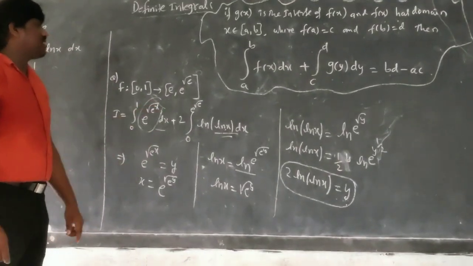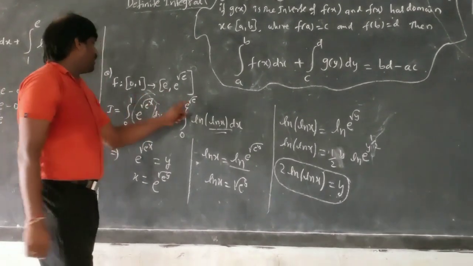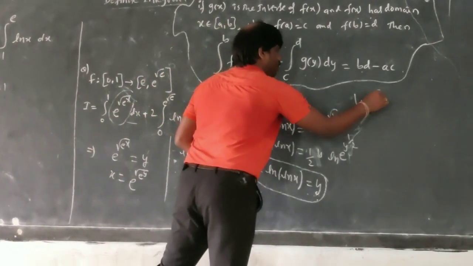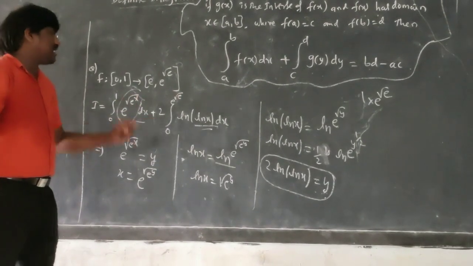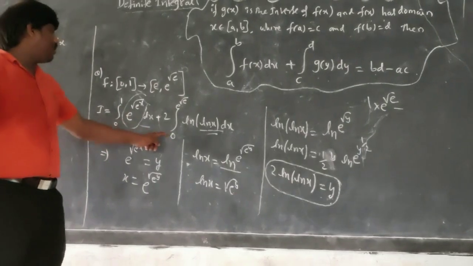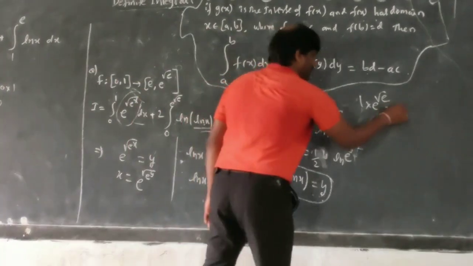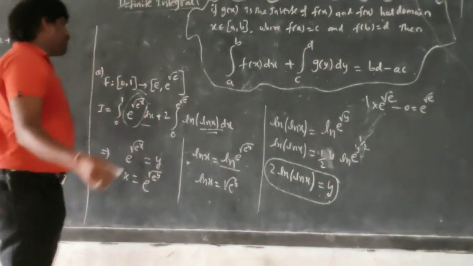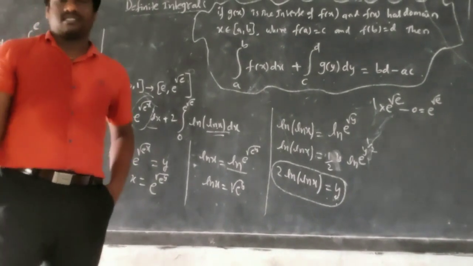What is the answer for this one now? Just look here. Now the answer will be BD, that is 1 into e power root e. BD minus AC, AC is 0 into 0, that is 0. So the answer is finally e power root e. This is the way to do it. Now we will start the properties in the next lecture.